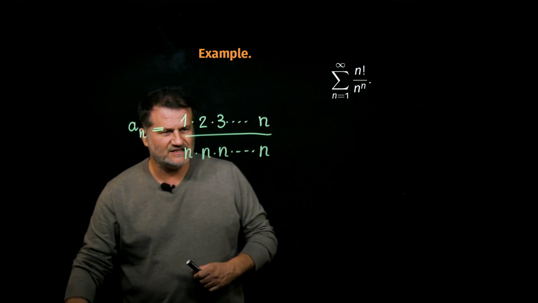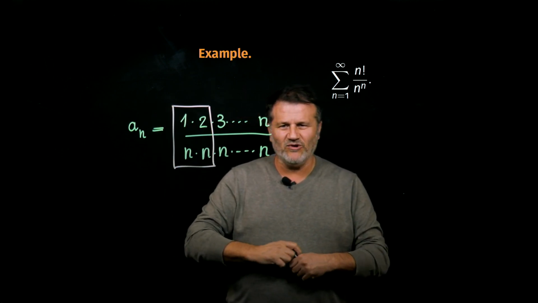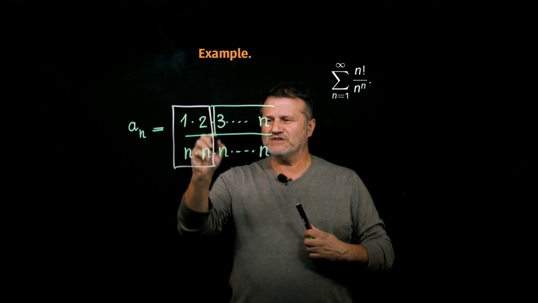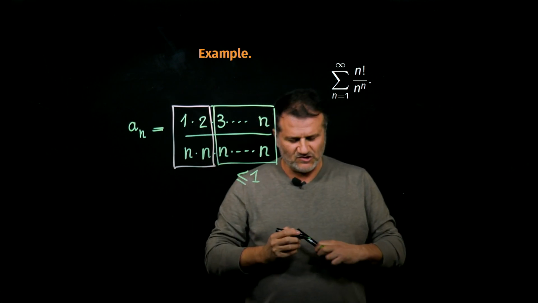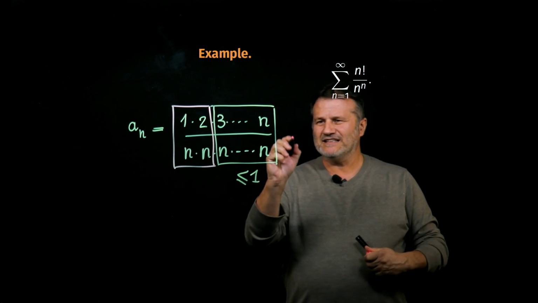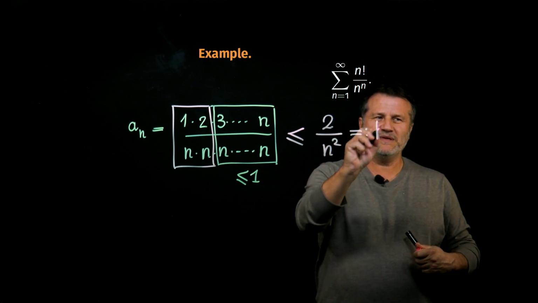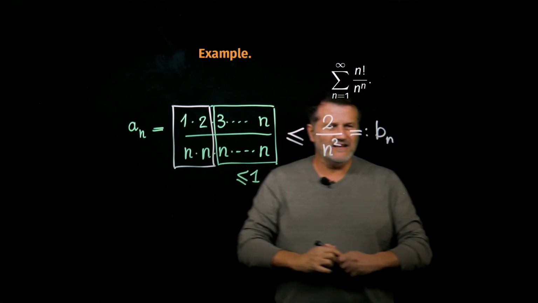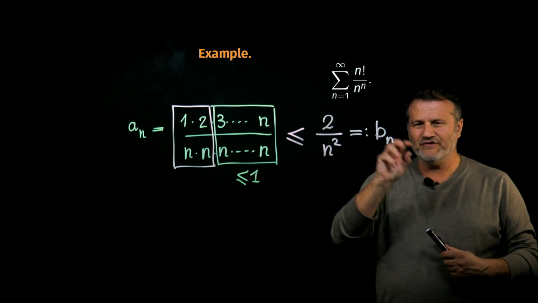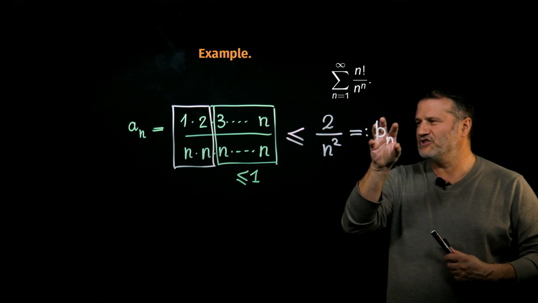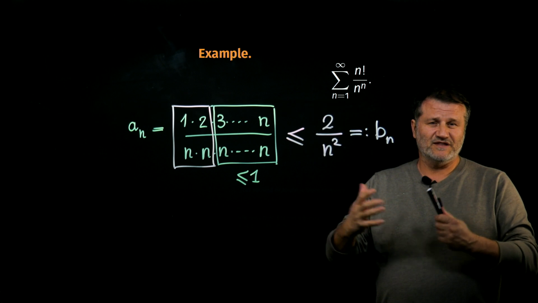Now, if we just save these first two fractions, we may notice that all the remaining fractions have a numerator which is smaller than the denominator. So this box is just less or equal than 1. So we may say that an is less or equal than 2 over n squared, which is the general term bn of a harmonic-like series with exponent 2 greater than 1. So it is a convergent series. So bn is a convergent dominant for an, and therefore the series of an is convergent because of the comparison test.